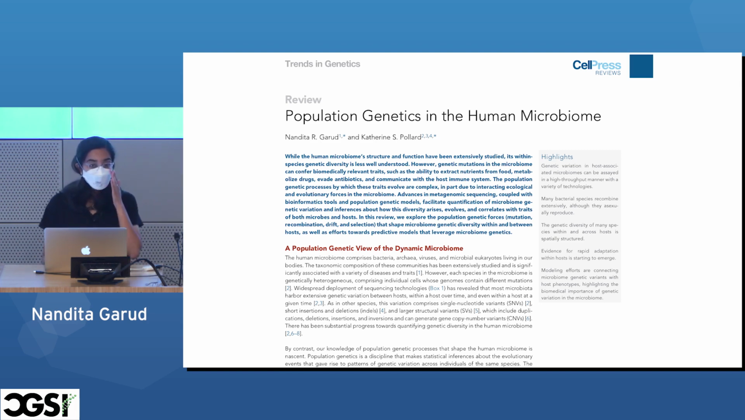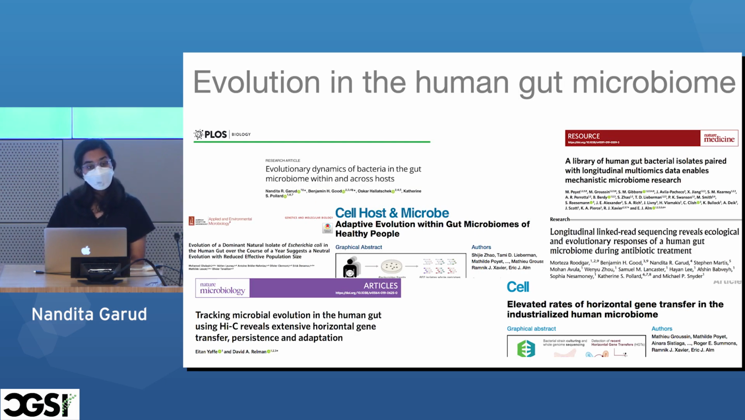Much of what I'm going to talk about today is based on my own paper, co-first authored with Benjamin Good. We wrote this paper on evolutionary dynamics of bacteria in the gut microbiome within and across hosts. In this paper, we started to analyze shotgun data. And I'm going to make a case for shotgun data, despite the marvels of what we can learn from other types of data, because shotgun data is so ubiquitous.